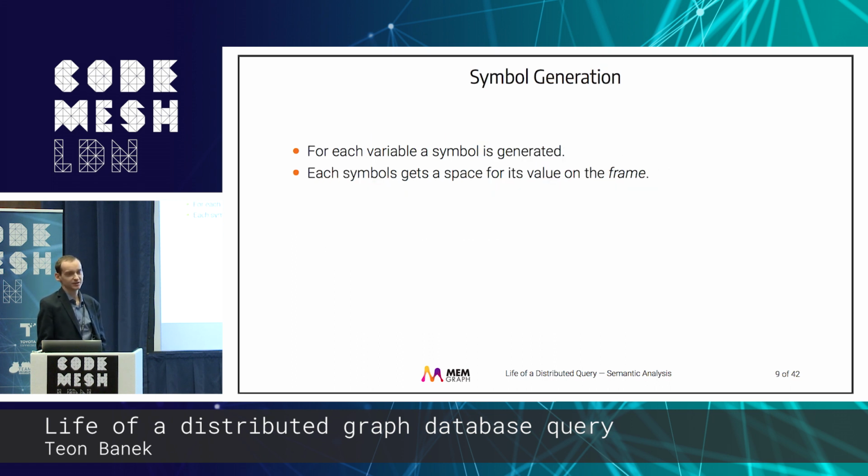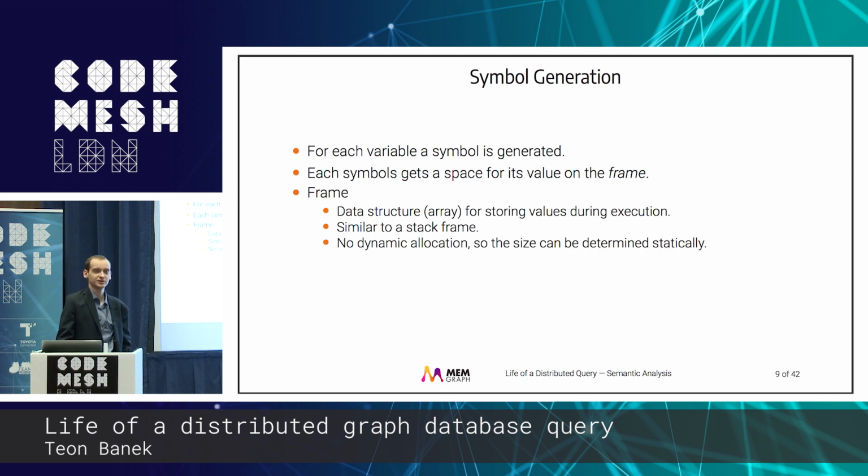Let's take a closer look at symbol generation. So we basically want to map each variable to a value. But the values will be stored on a frame, which is a simple data structure, essentially an array. And you can think of it like a stack frame. Basically, we reserve all the needed places on the frame for each variable, and the values will be stored there. And a symbol is used to look up into that array to find the desired value.